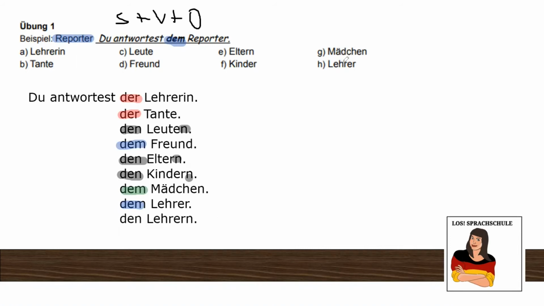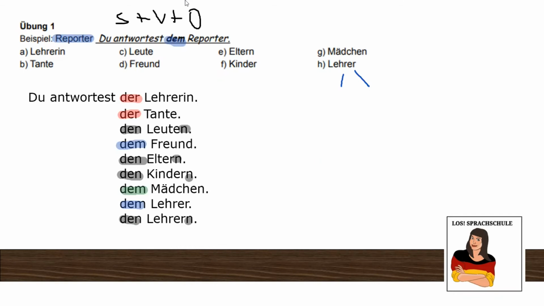But because it is der Lehrer in nominative, we are not sure which one is meant. We have two possibilities. So I gave you the second one. Du antwortest den Lehrern, plural. This is just it. You have to know which one is neutral, female, male, plural, and then how to change it from the nominative into the dative.